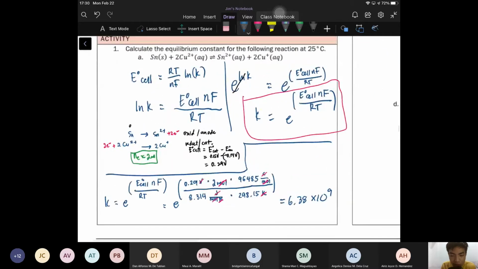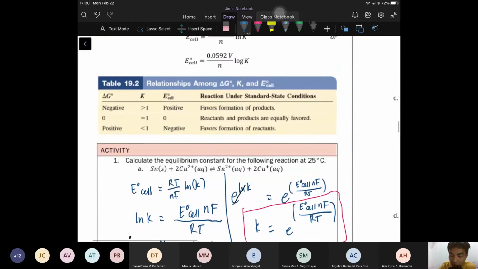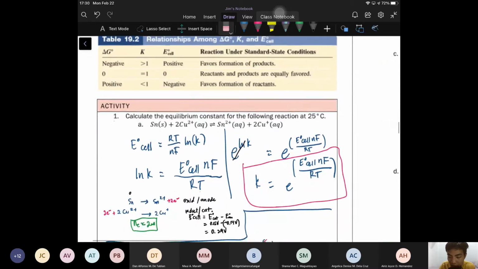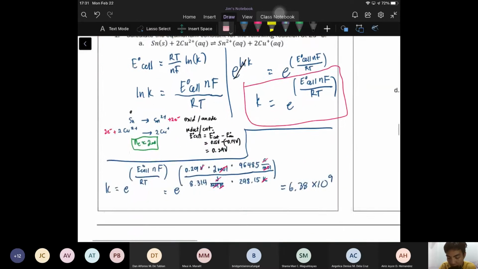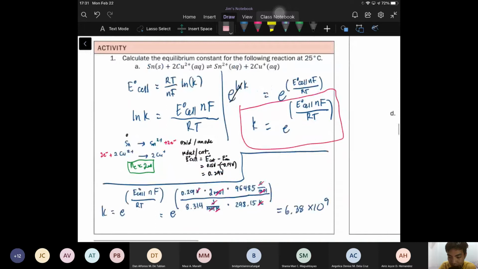So, let's check whether the criteria for K, G, and E are obtained, no? So, meron tayo ay E and K lang. Ito lang naman yung focus natin. Di ba sabi natin, if E is positive, K must be greater than 1. Okay? So, is that the case for our equation here? Our E is 0.29, which is positive.